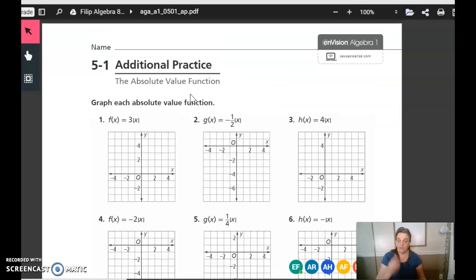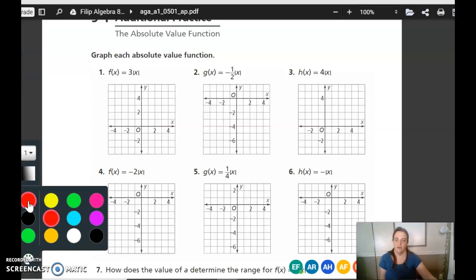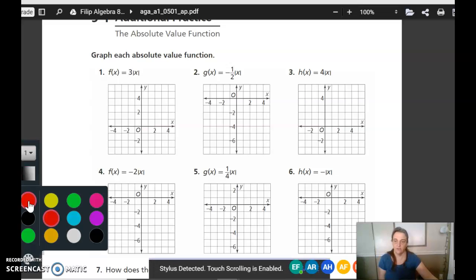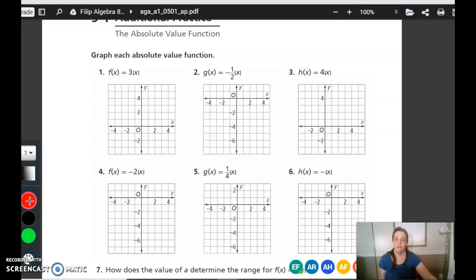So 5.1 is based on the absolute value. It just gives you a chance to look at a few different absolute value functions and sketch the graphs. If we start with this first one, f of x equals 3 times the absolute value of x, I would notice that the domain is unchanged, the range is still all positive numbers, and it is just a vertical stretching of the absolute value function. So at -1 and 1, the value would be 3, and then it would just go.